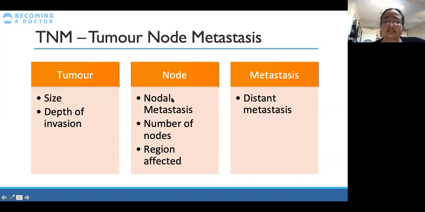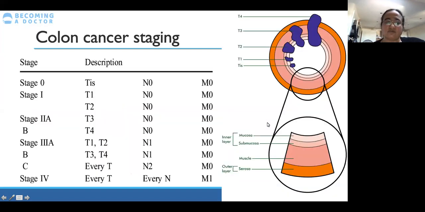And you've got nodal metastases. So is there a nodal metastasis? How many nodes are involved and which region is affected? And these things will determine the end stage. But again, different things are significant in different tumor types. And then metastases, whether they've got metastases or not.